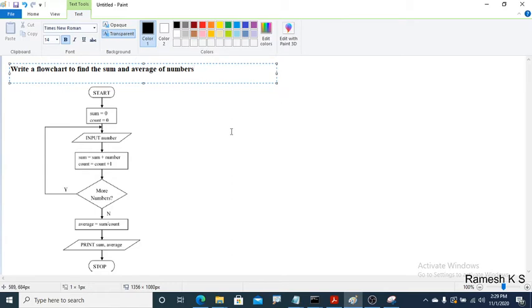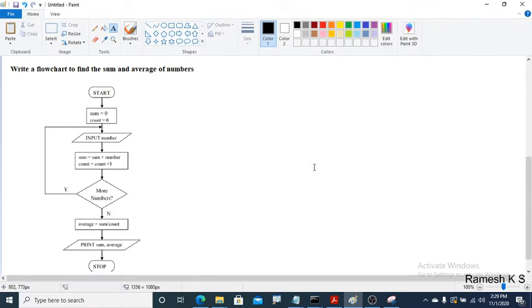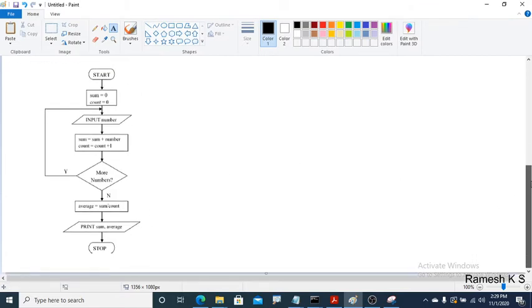So this is the flowchart we have drawn. Let us understand this flowchart. First, as usual, the start and stop oval symbol we have used. For processing, we are using the rectangle. For an input and output operation, we are using a parallelogram. This is also a processing rectangle. This is a condition, we are using a rhombus. This is also a processing rectangle.